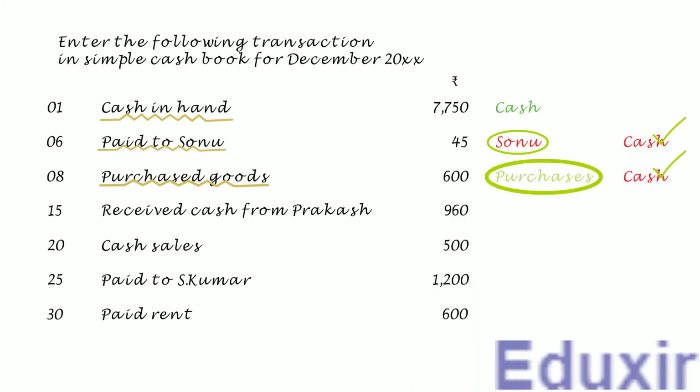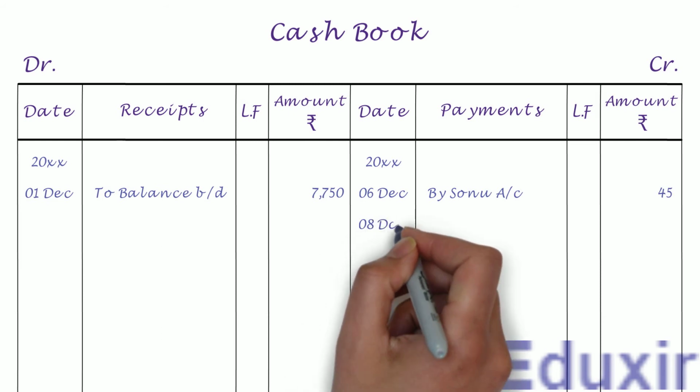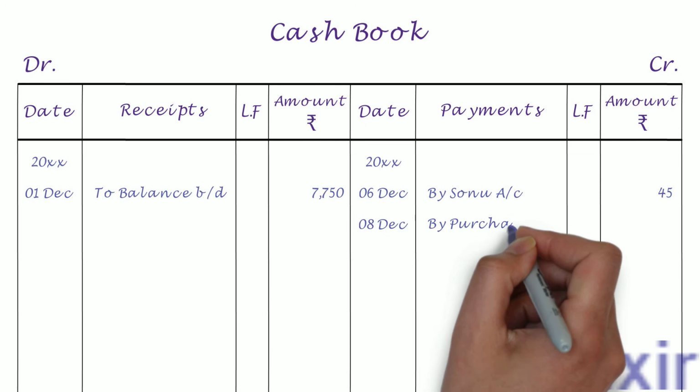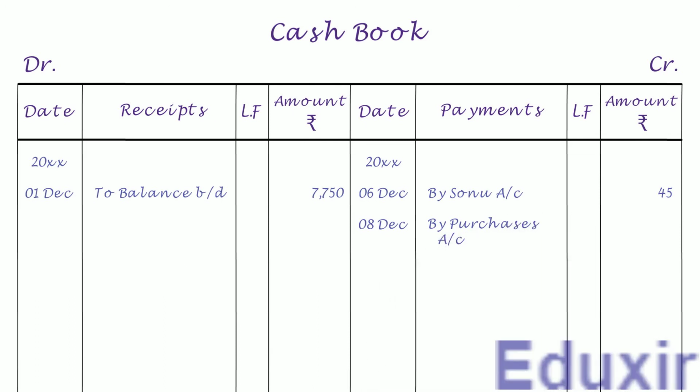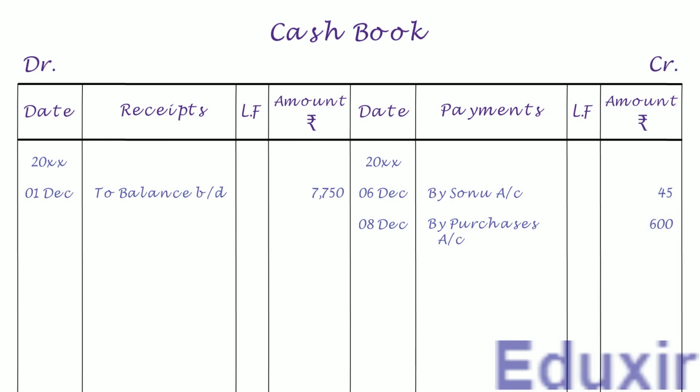With this analysis at our disposal, let us proceed with the posting of this transaction on the credit side of the cash book. Let us first record the date. Let us now record the purchases account in the payments column. Let us then record the credit amount of 600 rupees in the amount column. With that, we have completed the posting of this transaction into the cash book. Let us now take up the next transaction.